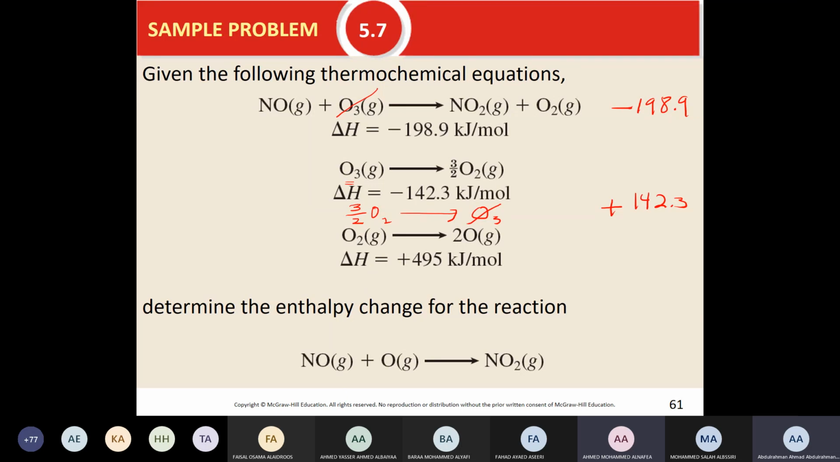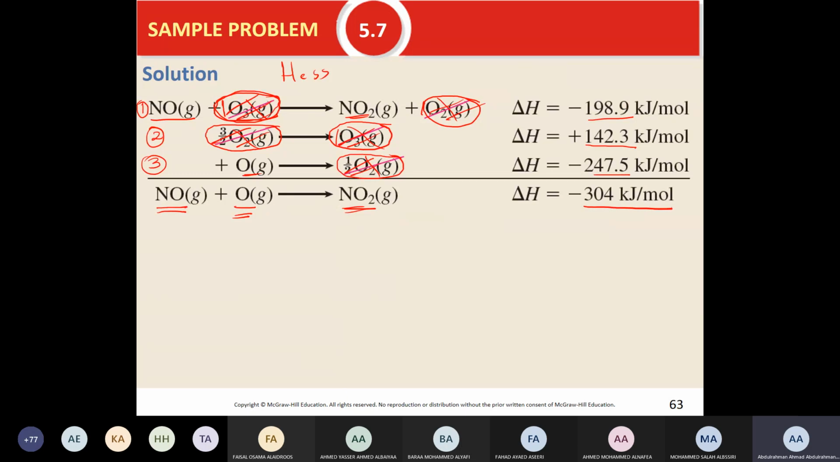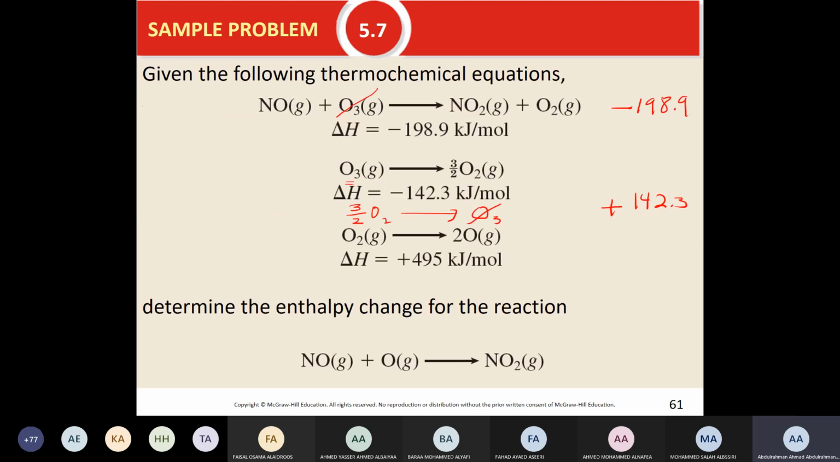Okay. Now I kept the first. We are doing the same solution we did here. We want to reach this reaction, but I did not give you the reactions as they are; I gave them to you in this form. What we are doing, we kept the first reaction as it is, and that's why delta H for this reaction is minus 198.9. This one, I reverse the reaction. 3/2 O2 goes to O3. What's the heat? 142.3. Why did I do this? I want to cancel the O3 with the O3. It is cancelled now. Clear?